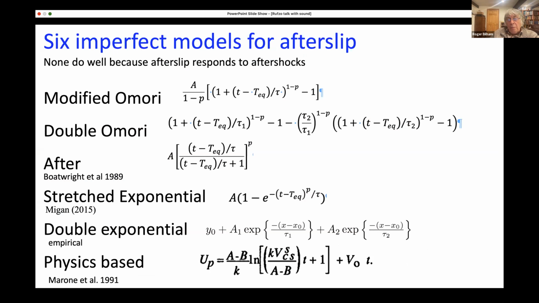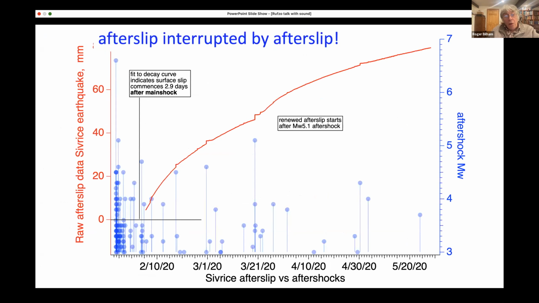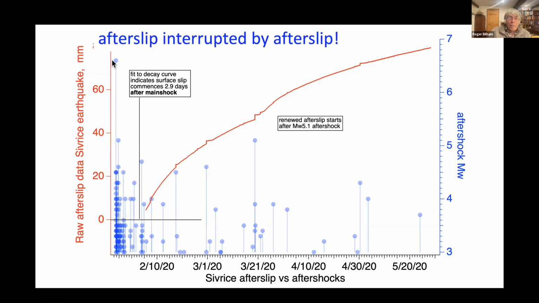Most studies of afterslip are interesting, and they attempt to tell us something about the rheology of the fault zone, but none of these equations work, largely because afterslip is not a homogeneous process. Here's an example. This is the Southern Cross earthquake again. You can see 5 months of data following the earthquake. The creep meter was installed here, and the main shock occurred here. Was a 6.8, and here's a 5.5 that restarts the afterslip curve.